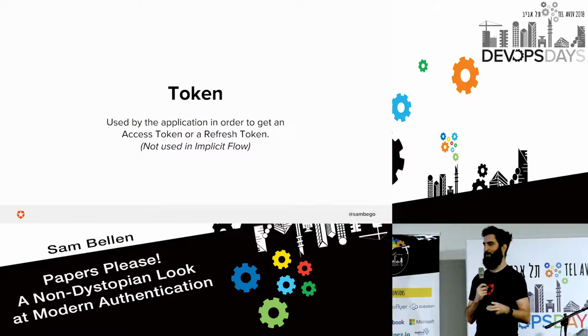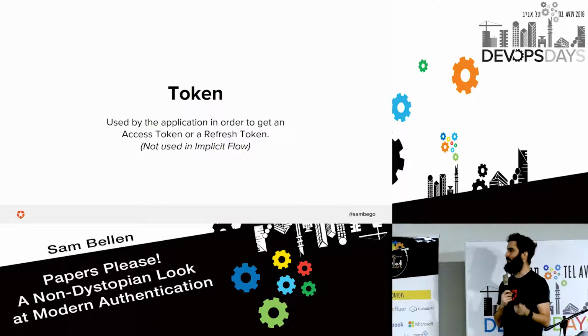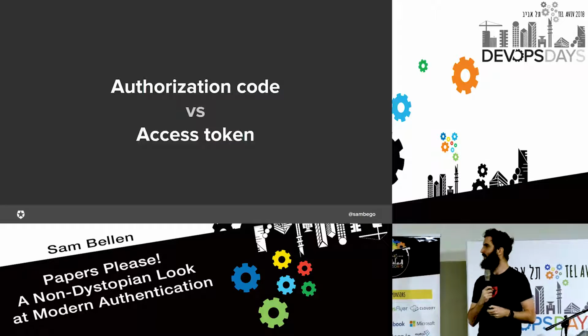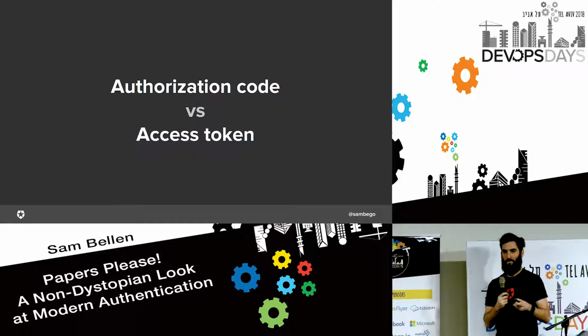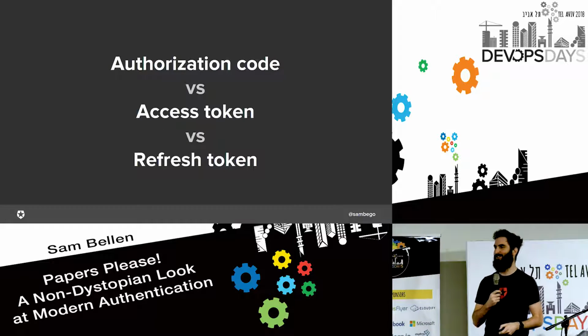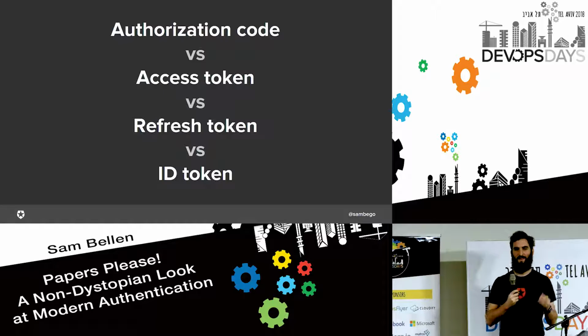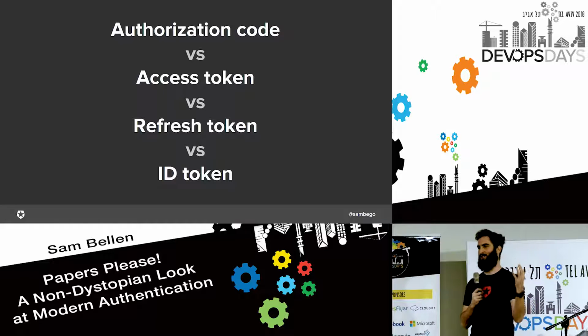We'll see what these are in a minute, but you can get them from this endpoint, and it's not used in the implicit flow, which we'll also see in a minute. So an authorization code, an access token, a refresh token, an ID token. These are all kind of similar things. They don't do the same thing, but they're all just a string of text or a token, something you use to do something.